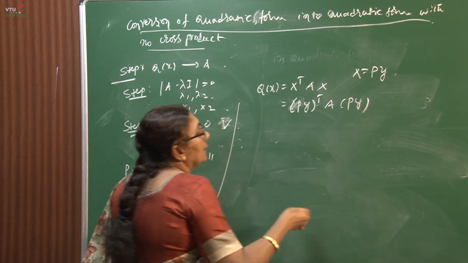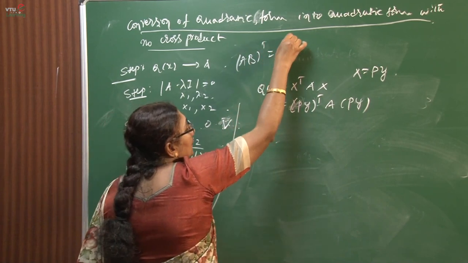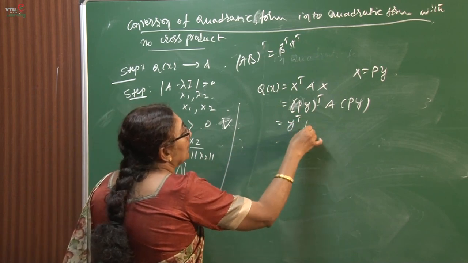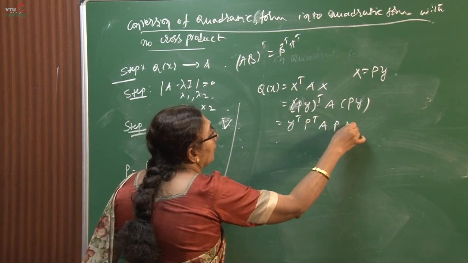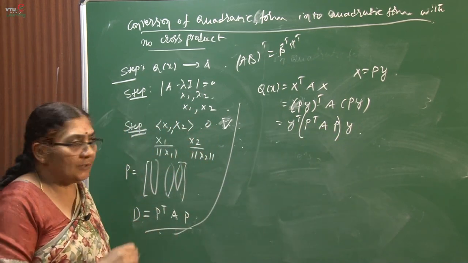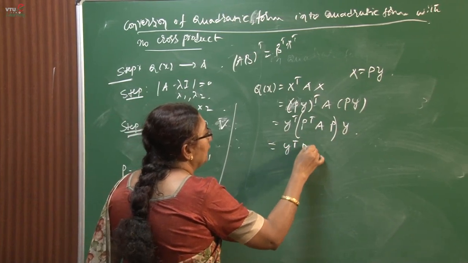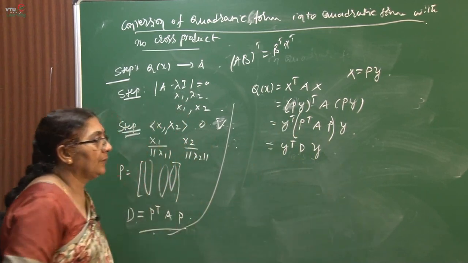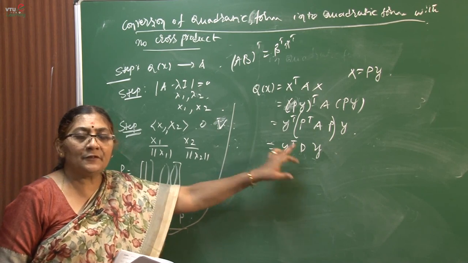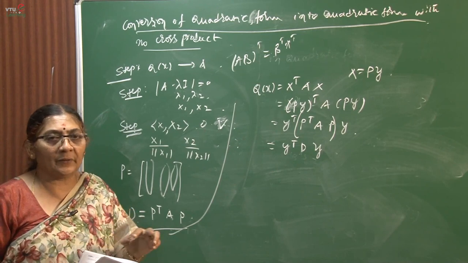You know that (AB) whole transpose is nothing but B transpose into A transpose, the reverse order. Then Y transpose P transpose A into PY. You group these three because the associative property holds good. Group these three: P transpose A into P is D. So we get Y transpose D into Y. Because D is a diagonal matrix, it has only principal diagonal values as non-zero, and the rest are zero.